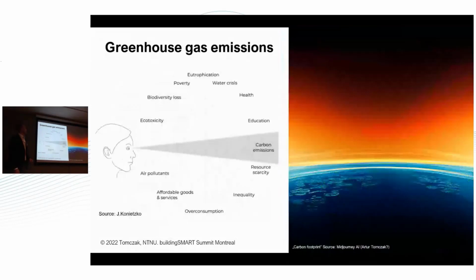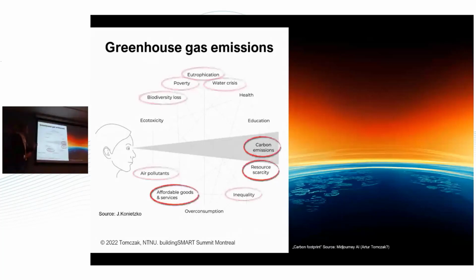Okay, but often when we speak about greenhouse gas emissions, we forget that there are a lot of other factors that are important. So when we focus so much on the number about greenhouse gas emissions or global warming potential, we tend to forget about, for example, biodiversity or eutrophication or water crisis, biodiversity loss, and so on. And all of those that are highlighted are somehow addressed by reuse of building components.